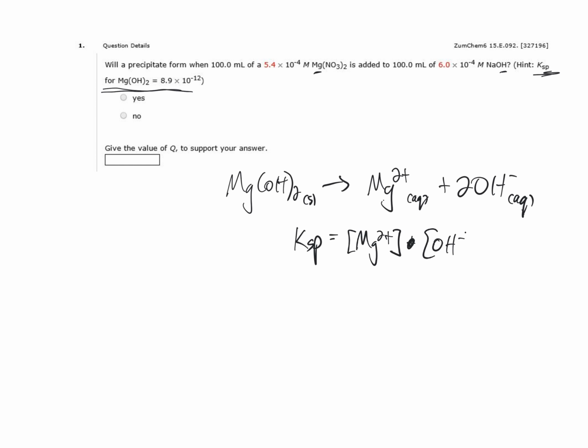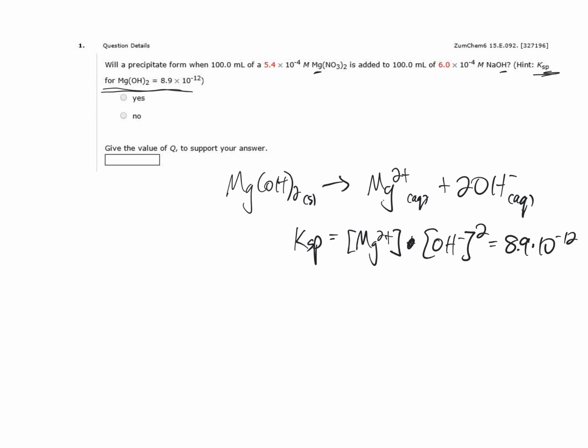We would take just the aqueous species, not the solid, and multiply them and raise them to the power of their coefficients. Note that the hydroxide has to be squared. They give us an actual numerical value for this in this problem. They say 8.9 times 10 to the negative 12.